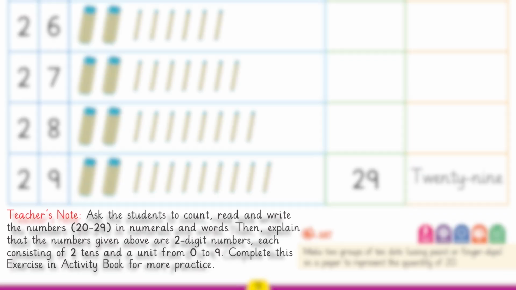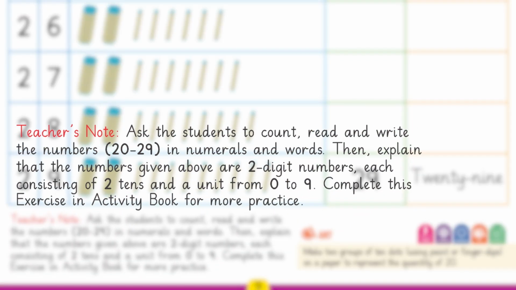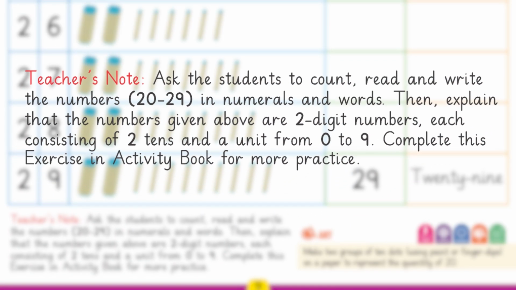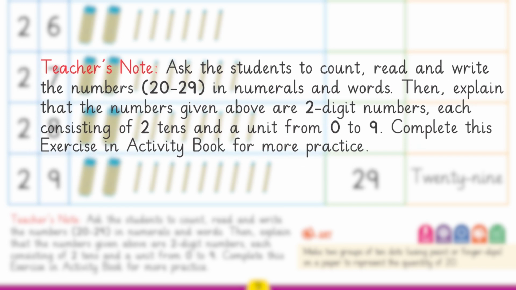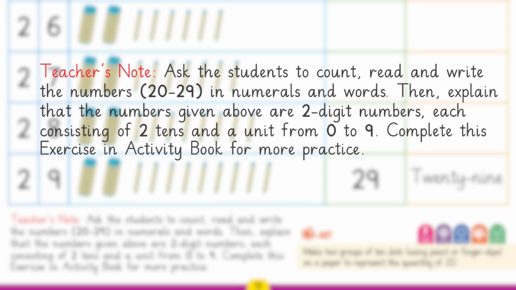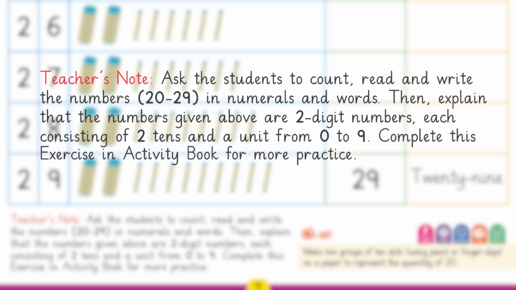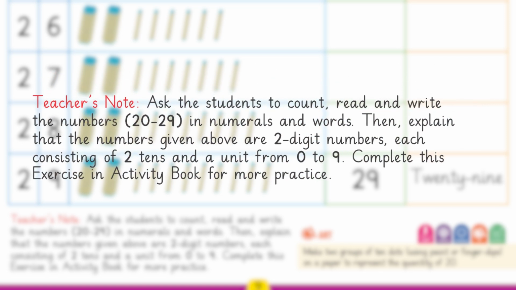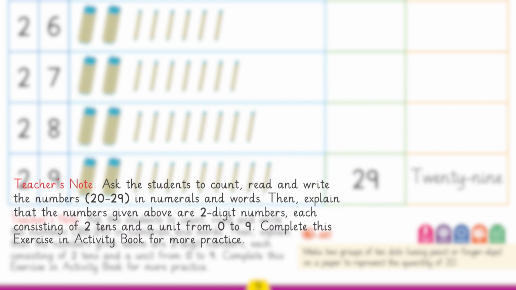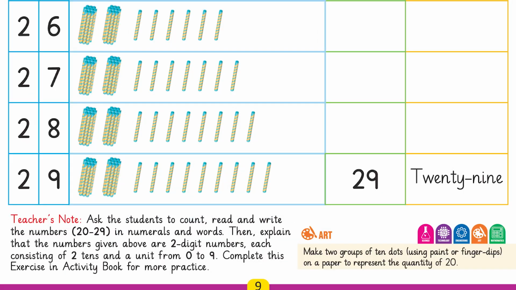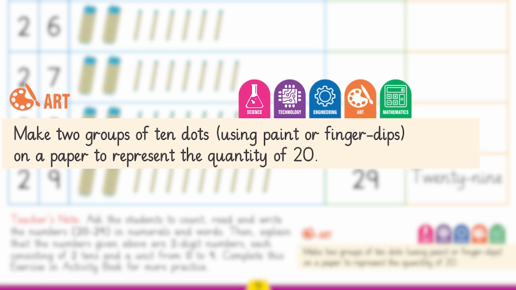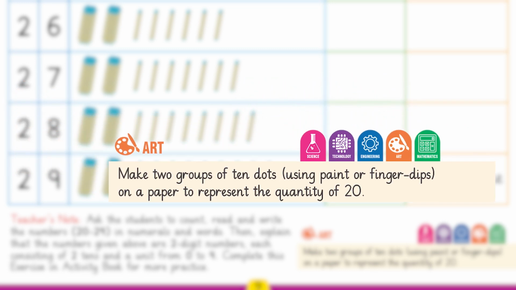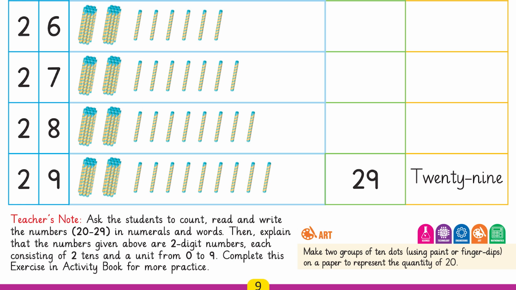There is a teacher's note. Ask the students to count, read and write the numbers 20 to 29 in numerals and words. Then explain that the numbers given above are 2-digit numbers, each consisting of 2 tens and a unit from 0 to 9. Complete this exercise in activity book for more practice. There is an art activity as well that make 2 groups of 10 dots using paint or finger dips on a paper to represent the quantity of 20.